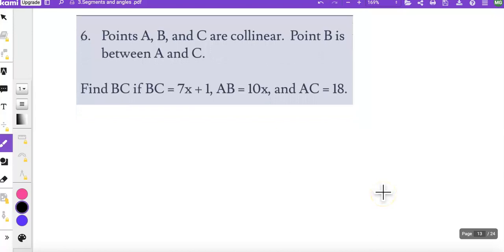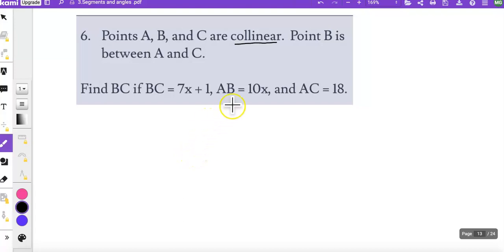Now it's saying points A, B and C are collinear. Point B is between A and C, and it's the same thing. The important part is to pay attention to the collinear part over here. And I want you to pause this video and do this problem on your own. Go ahead, pause this video.